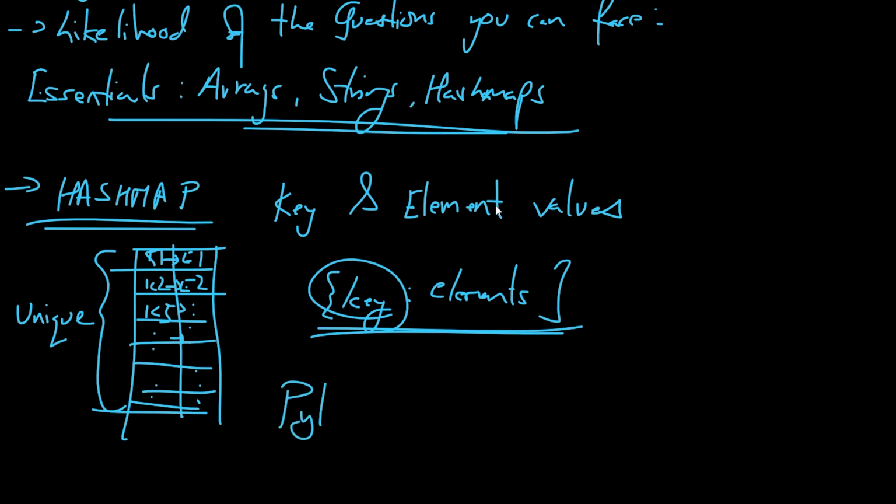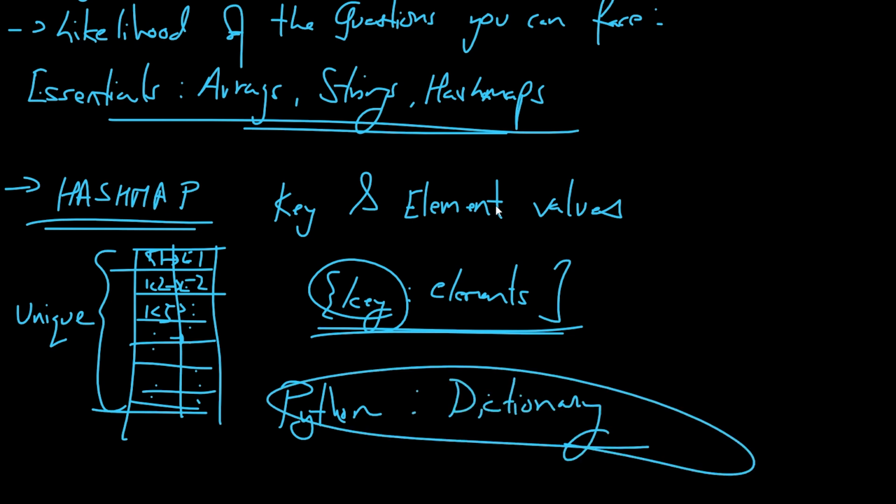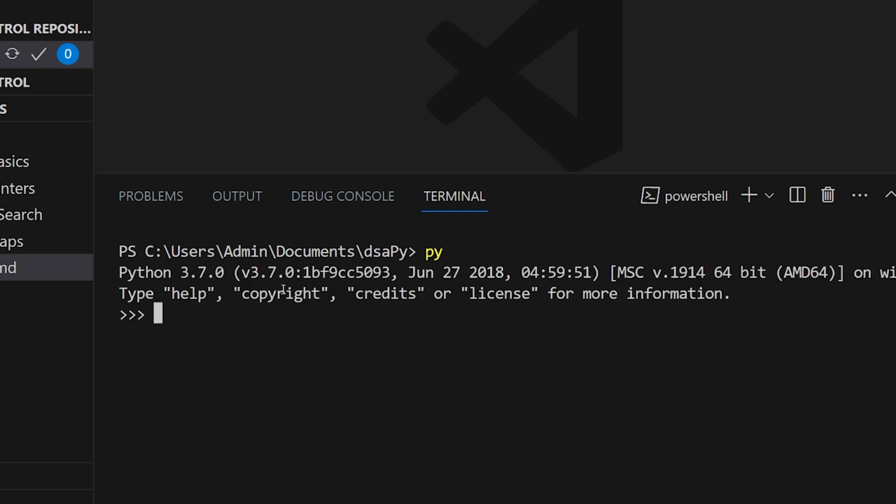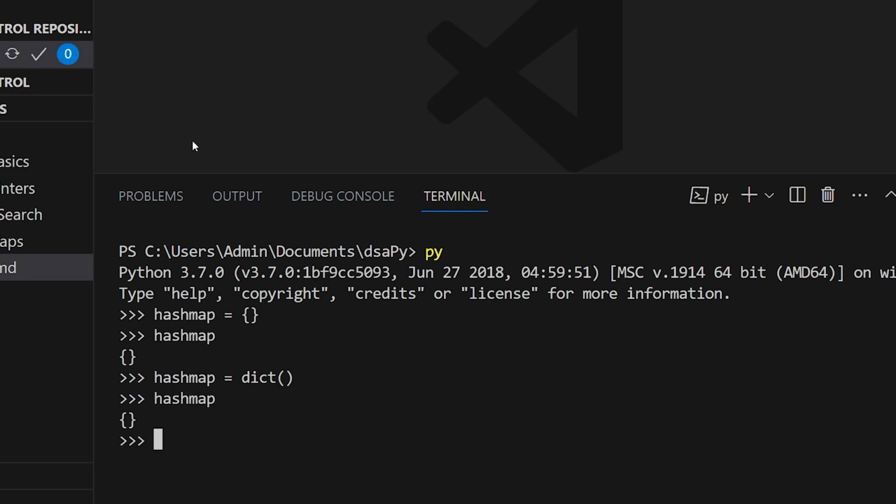Like I said, there should be key and element. Now in Python, this can be implemented using a dictionary. Let us look at its implementation. I'll say py. Over here I'm going to type the code. A Hashmap starts by declaring two curly braces. An empty hash map has been created. You can also say hash map is equal to dict like this. So this gives you your hash map.